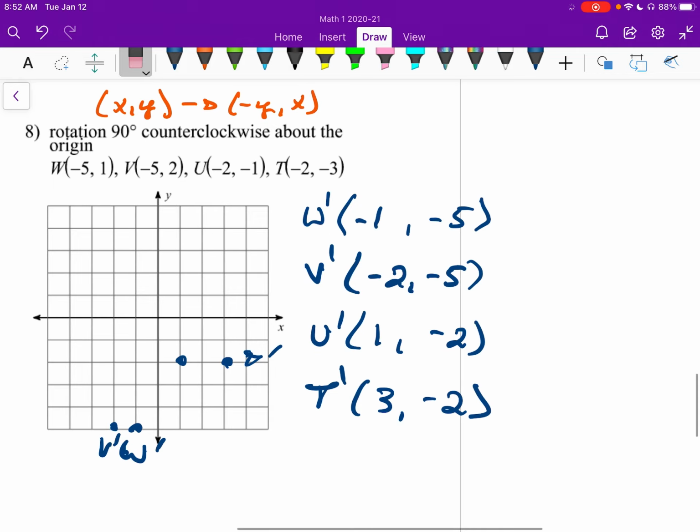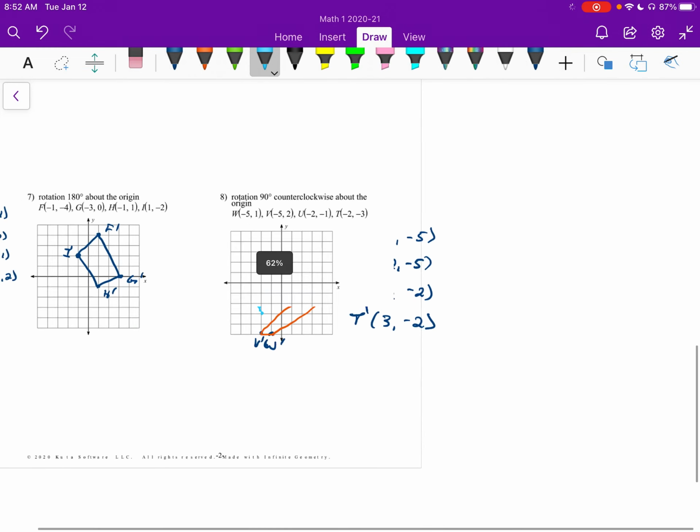Let me change this. All right, just to check this one, I'm going to plot the original ones. I'm not going to label them though. So negative 5, 1, negative 5, 2, negative 2, negative 1, and negative 2, negative 3. Yeah, that looks good. All right, that's rotations.